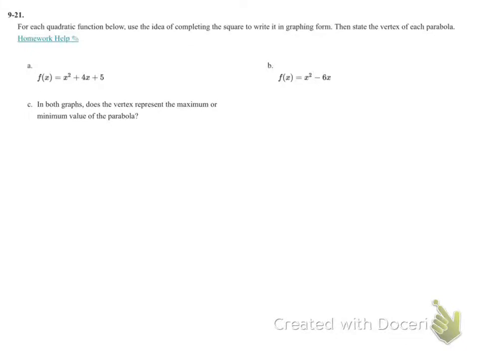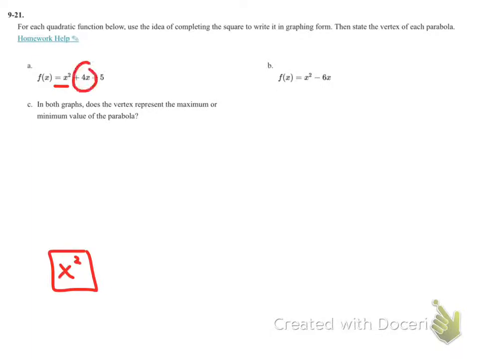Problem 21, we're going to be completing the square again. So we've been completing the square in the last few lessons for different uses. Today we're going to be using it then to, once we have it in graphing form, state the vertex. So if I look at the first one, I have an x squared.